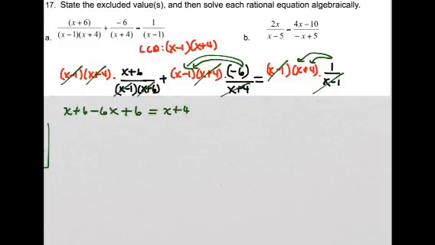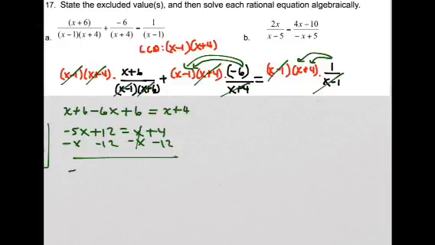Okay, so I'm going to combine like terms, so I've got negative 5x plus 12 equals x plus 4. I can subtract x, subtract 12. So that gives me negative 6x equals negative 8. Divide by negative 6. So x is 4 over 3.